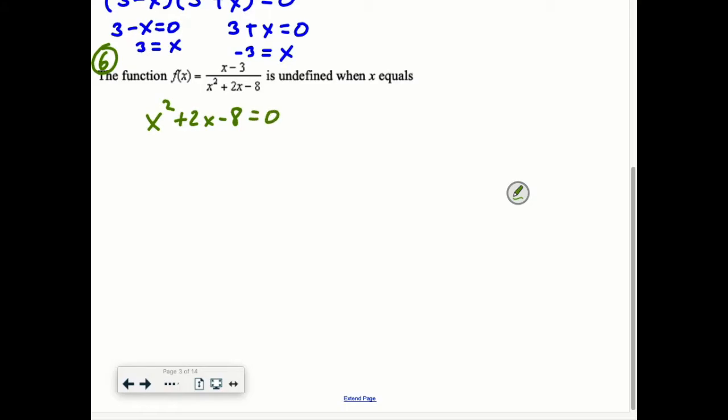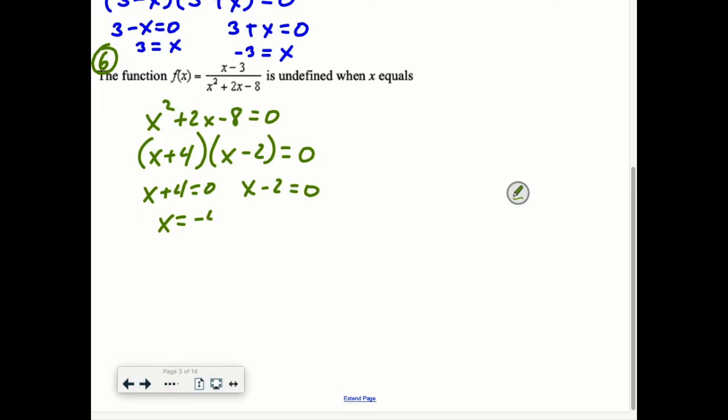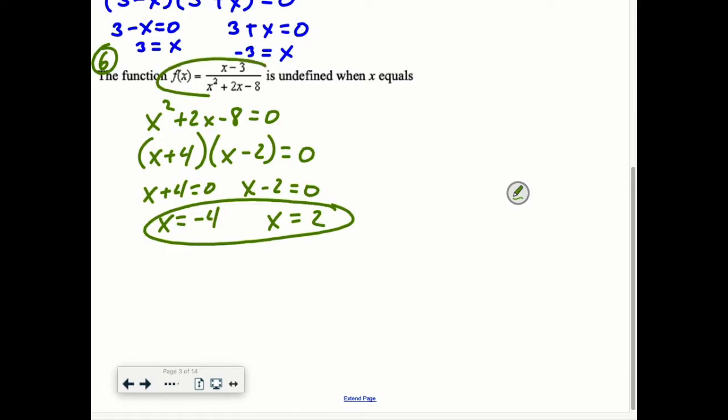That's a factors and sums. So it's going to be x plus 4, x minus 2 equals 0. So x plus 4 equals 0, x minus 2 equals 0, x equals negative 4, x equals positive 2. So these are the two values that make this expression, or rather this function, undefined. It doesn't matter that they said function here instead of expression, same deal.